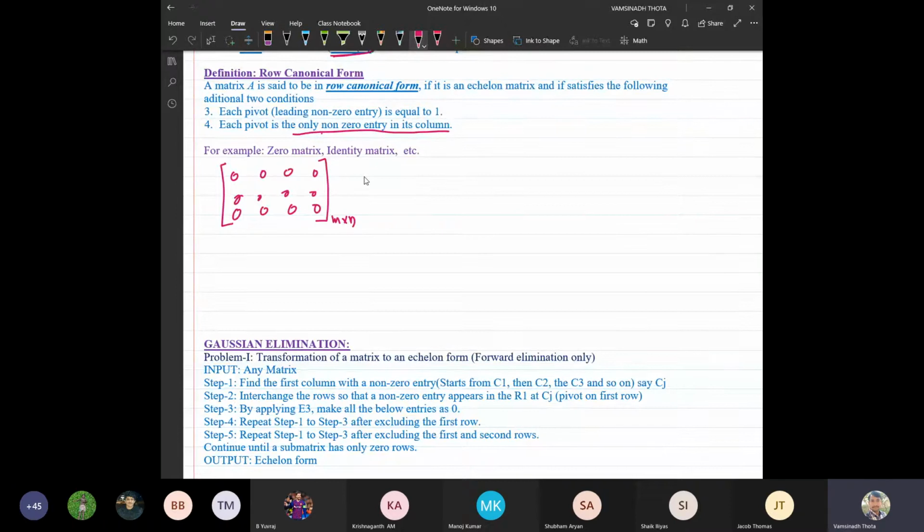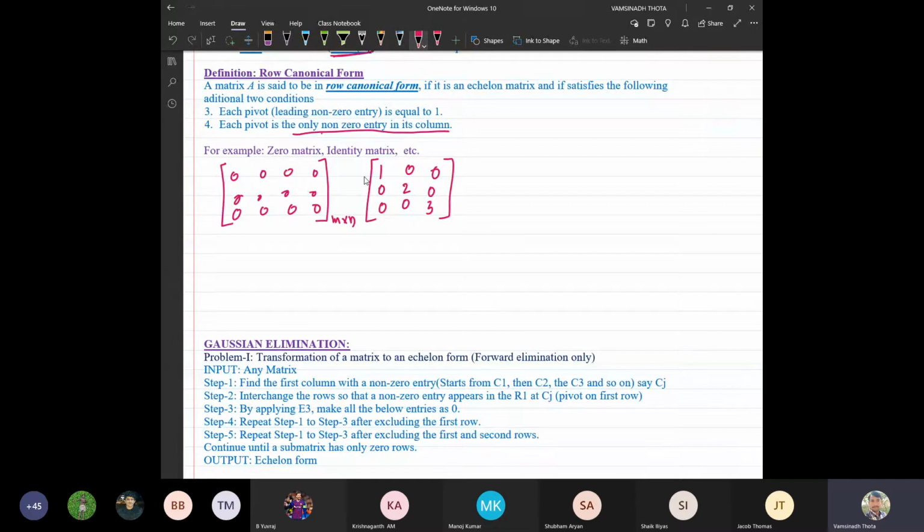Now, what about the diagonal matrix? Let me take this matrix: 1, 0, 0, 0, 2, 0, 0, 0, 3. Now, is it in the row canonical form? To be in the row canonical form, first you should be in the echelon form. So is it in the echelon form?